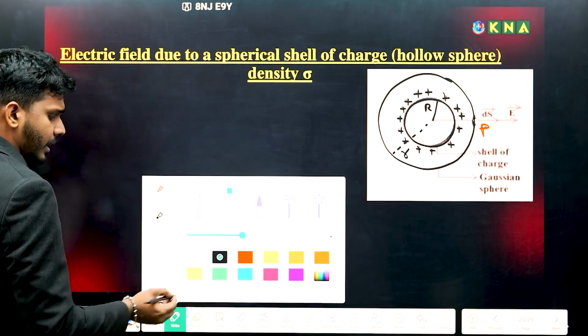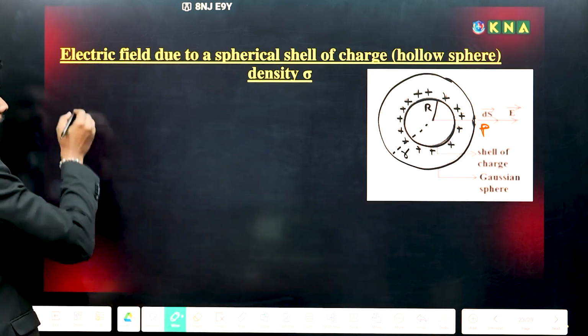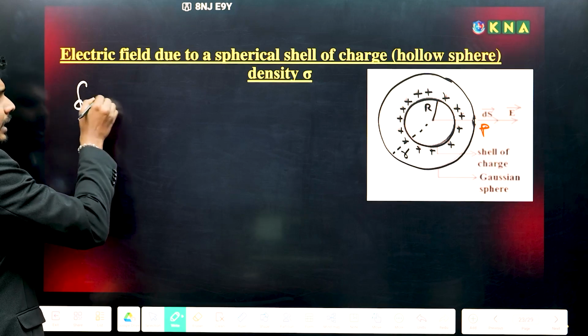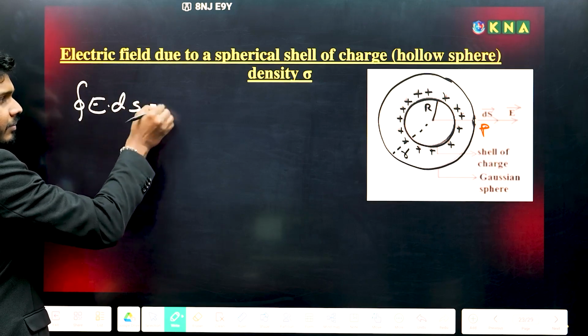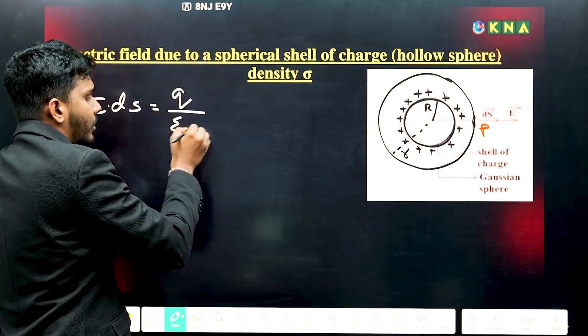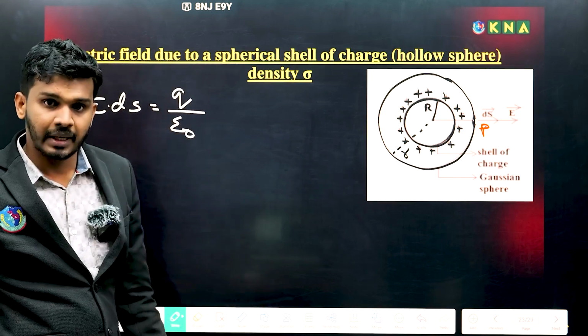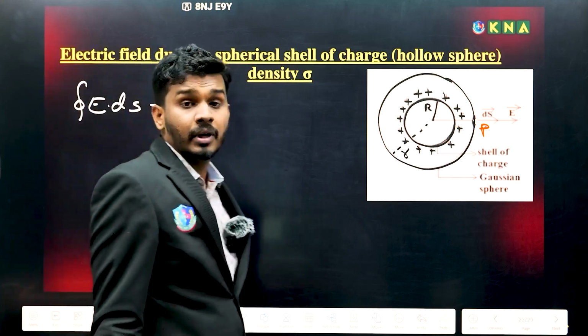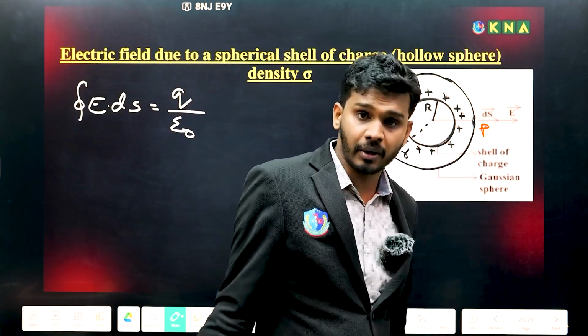Then what is Gauss's theorem? Gauss's theorem says the integral of E dot ds, that is the net or total electric flux, is equal to Q by epsilon naught. Integral E dot ds is equal to Q by epsilon naught. That is called Gauss's theorem.